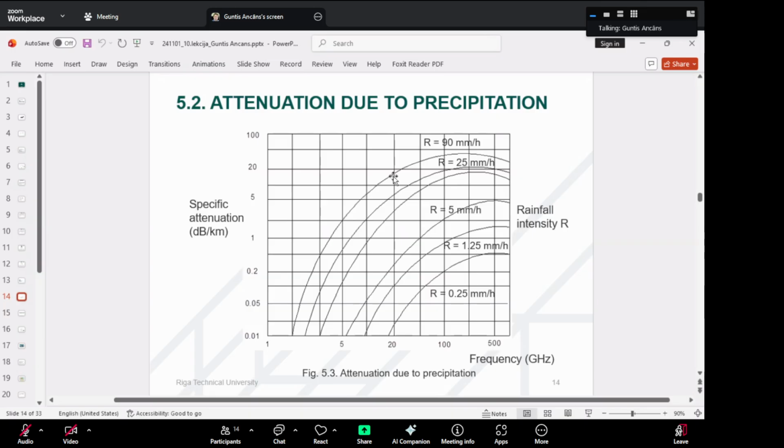It's a value just for one kilometer. For example, if your radio link is 5 kilometers in length, then the total attenuation is quite impressive. And this is just due to rain.